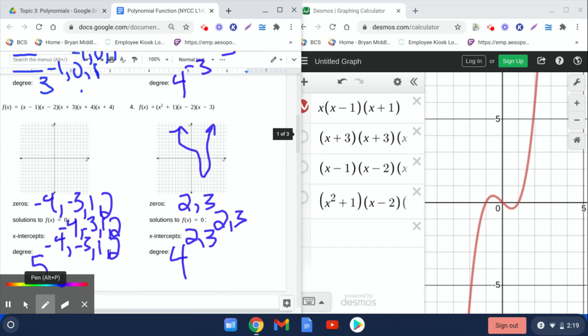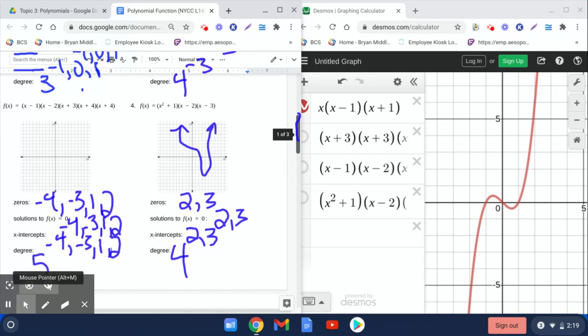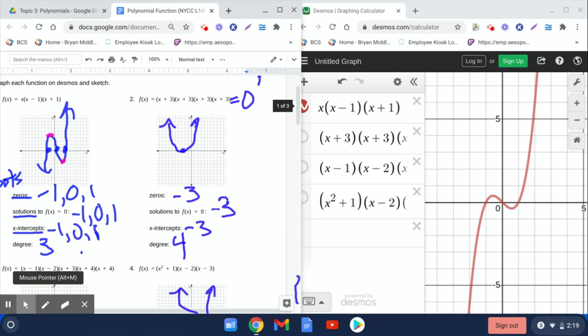So if you have a degree 3 function, it can have at most 3 zeros because if it had another zero here, that would mean there's another factor up here, and that would be degree 4. Okay, so a degree 3 can only have at most 3 zeros.